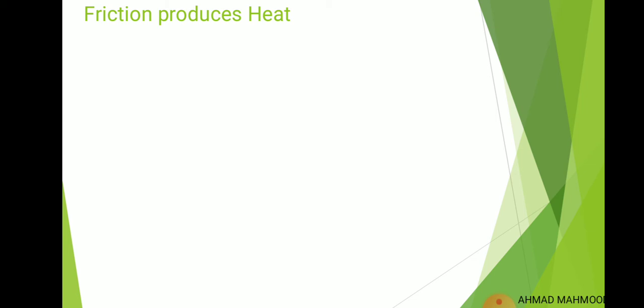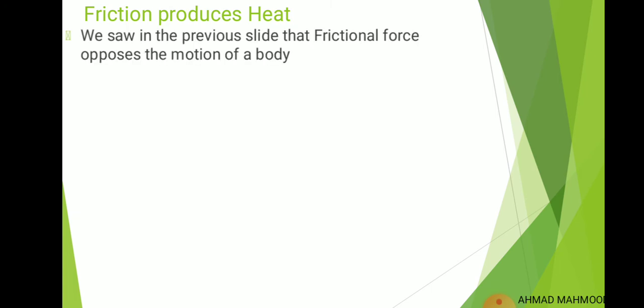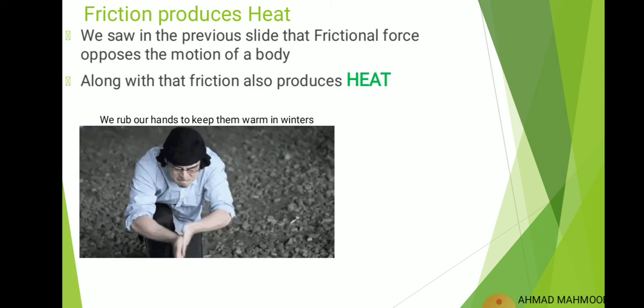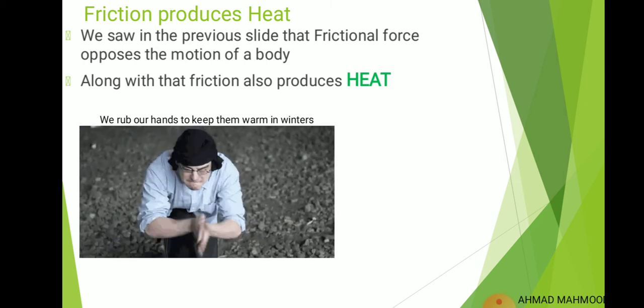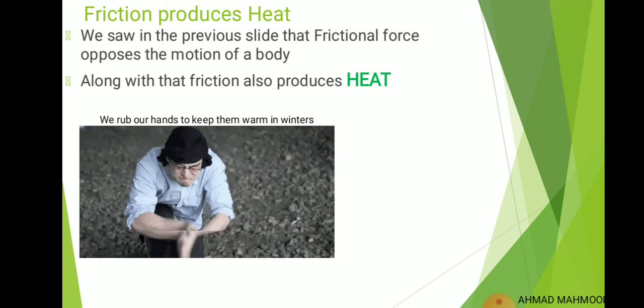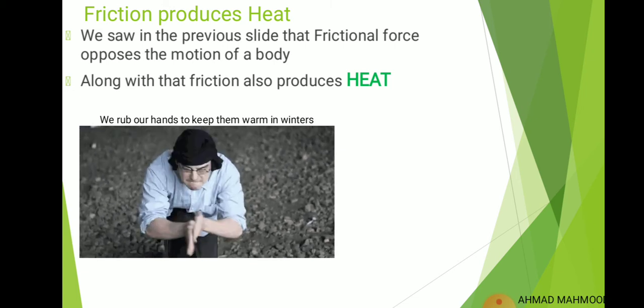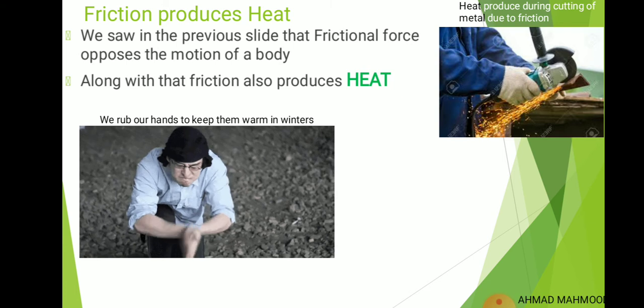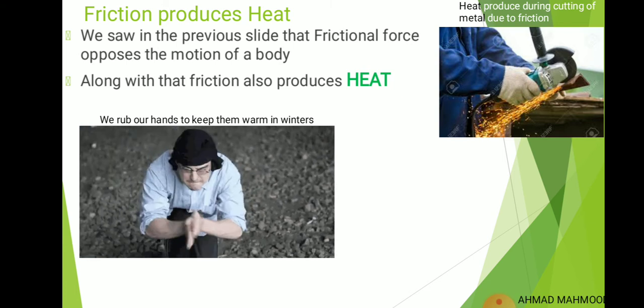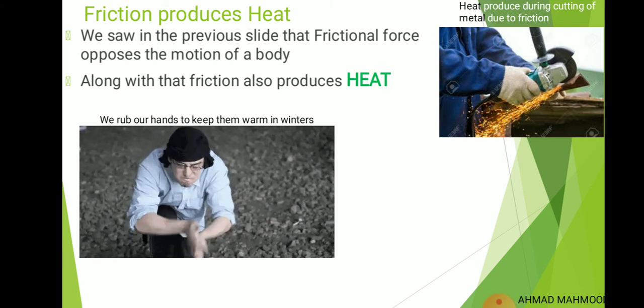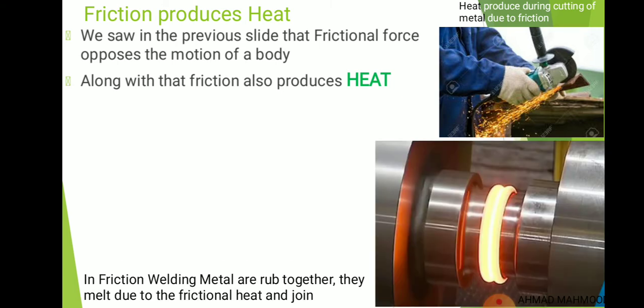The first effect of friction is that it produces heat. We saw in the previous slide that the frictional force opposes the motion. Along with that, it produces heat. When we rub our hands to keep them warm in winters, they get hot. Heat is produced during cutting of metal due to friction. In friction welding, metals are rubbed together, they melt due to frictional heat and join together, as in the diagram.